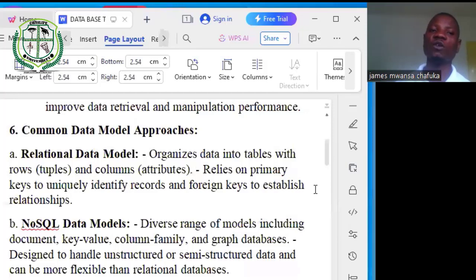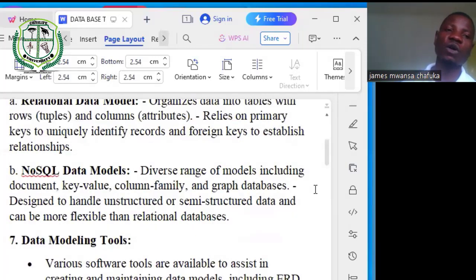So under the relational data model, here we organize data into tables with rows and columns, and then also rely on primary keys to uniquely identify records and foreign keys to establish relationships. So here we're emphasizing organizing the data into tables with rows and columns.